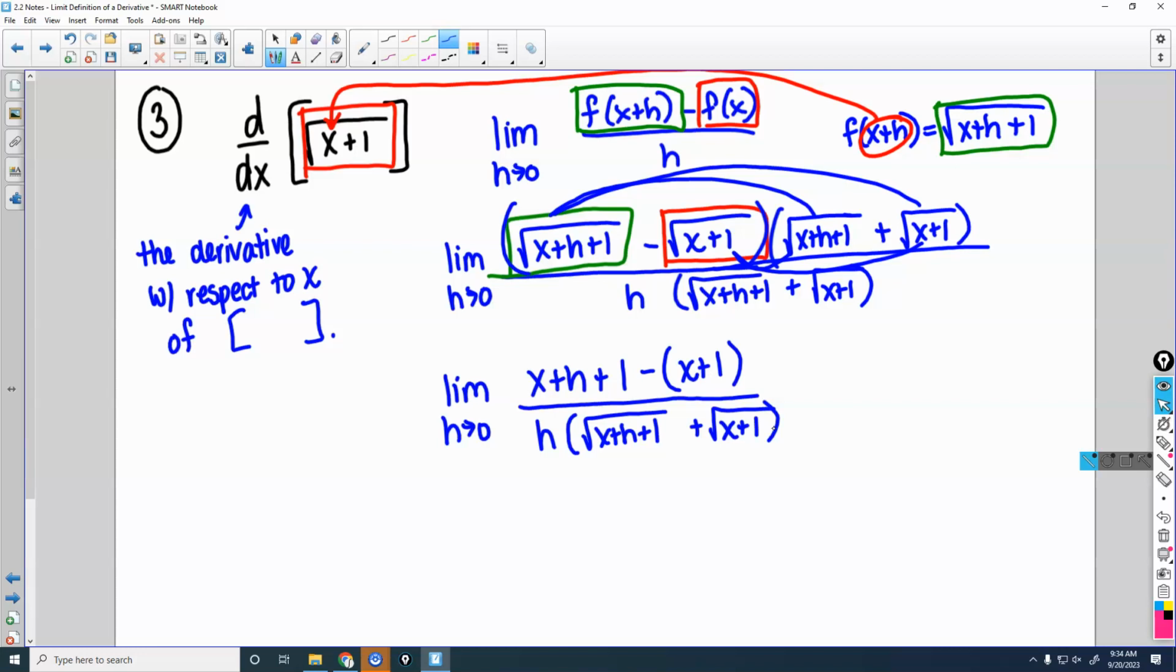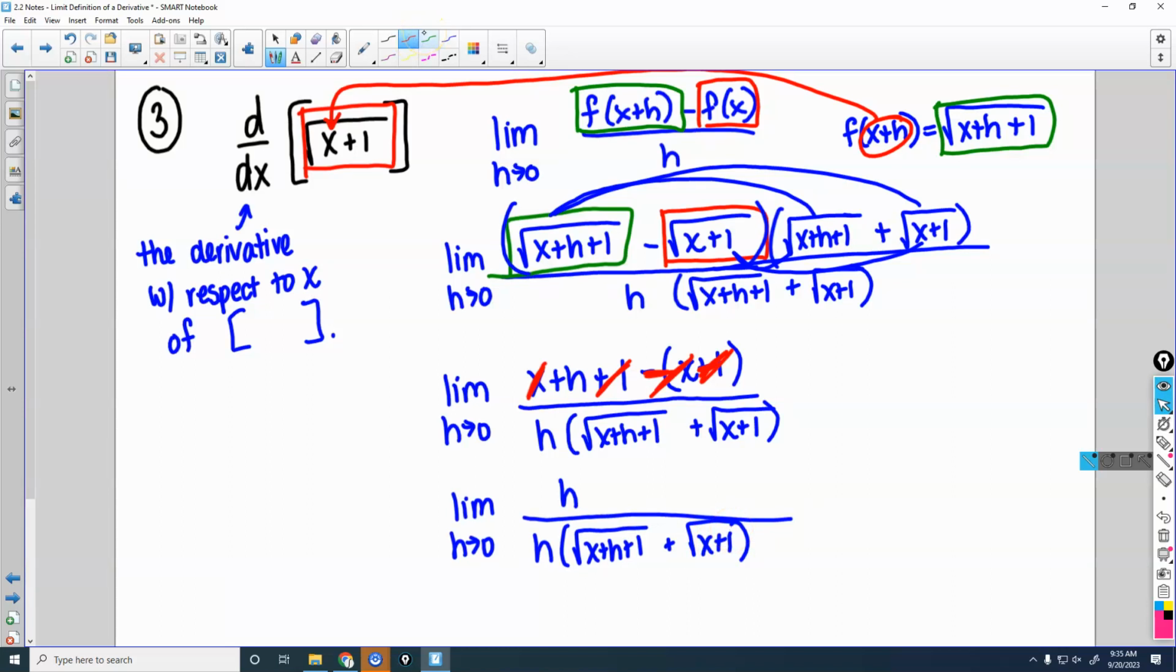Alright, so I'm going to distribute this negative right here. I'm going to make that a minus and this one a minus also. And I'm going to start doing my canceling. So I've got x and negative x, those cancel. I've got a 1 and a negative 1, those cancel. So now I've just got the limit as h approaches 0 of h over h times square root of x plus h plus 1 plus square root of x plus 1. And what else cancels here? Those h's are gone. Since nothing's left in the top, make sure you still have a 1 up there.